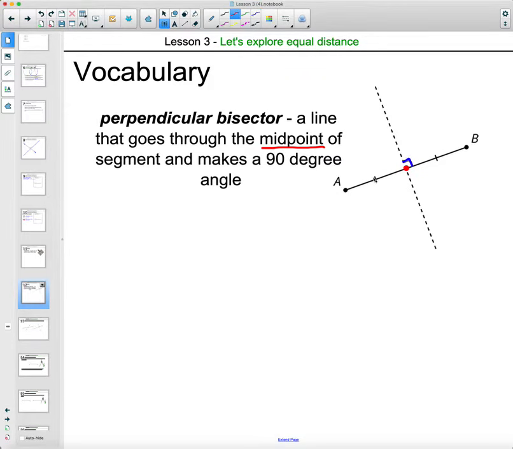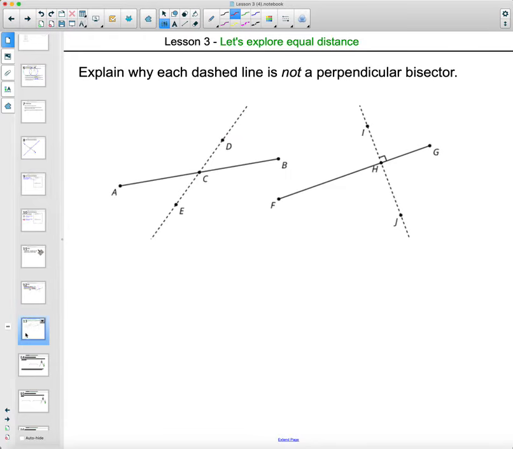Okay, and the midpoint means that these two segments are equidistant. So remember, this point was the same distance from both A and B. That's for midpoint. And then perpendicular means that it hits at a 90-degree angle. So we've got this right angle in the middle here. That will get you both, because you can have perpendicular lines, you could have a segment being bisected, or you could have both happening together. So in this one, each of these is not a perpendicular bisector. Let's take a look at why.